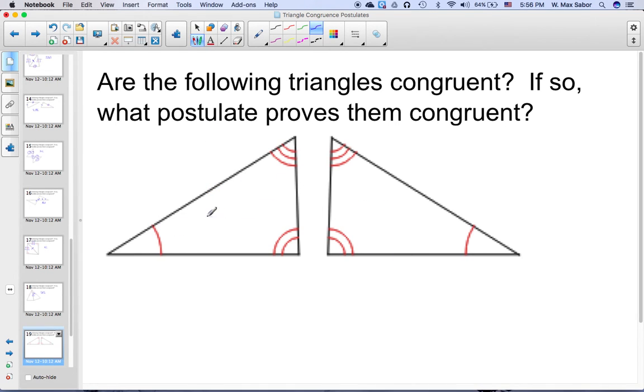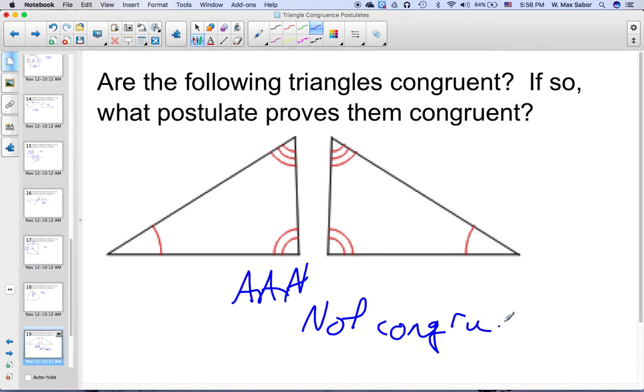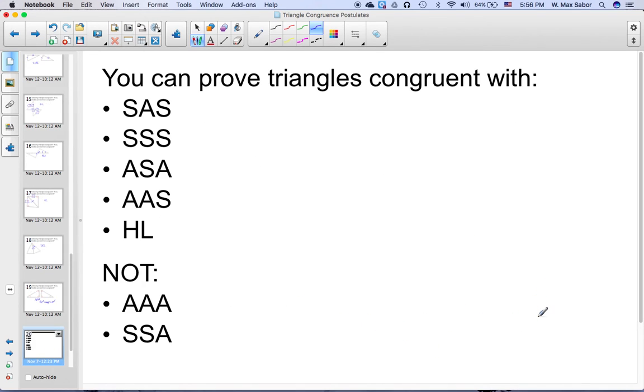Here there are three angle pairs and no sides listed. So that's angle, angle, angle, and that's not congruent because angle, angle, angle was not part of our list. So the short version is you can use side, angle, side, side, side, side, angle, side, angle, angle, side, hypotenuse leg, but you cannot use angle, angle, angle, or side, side, angle.